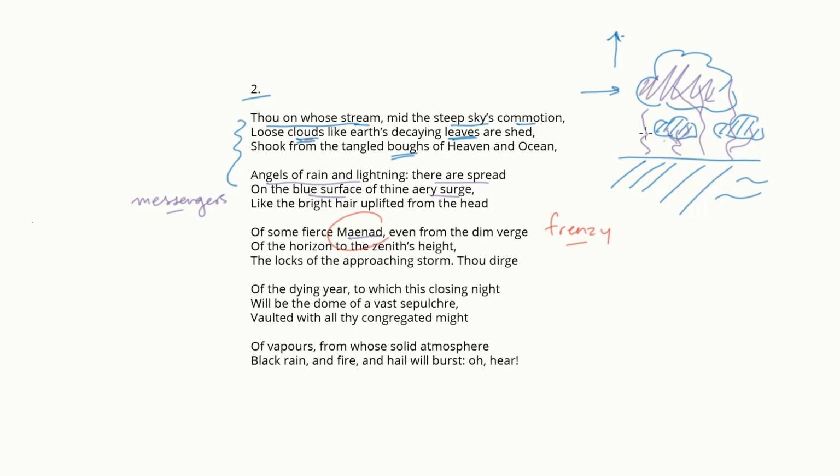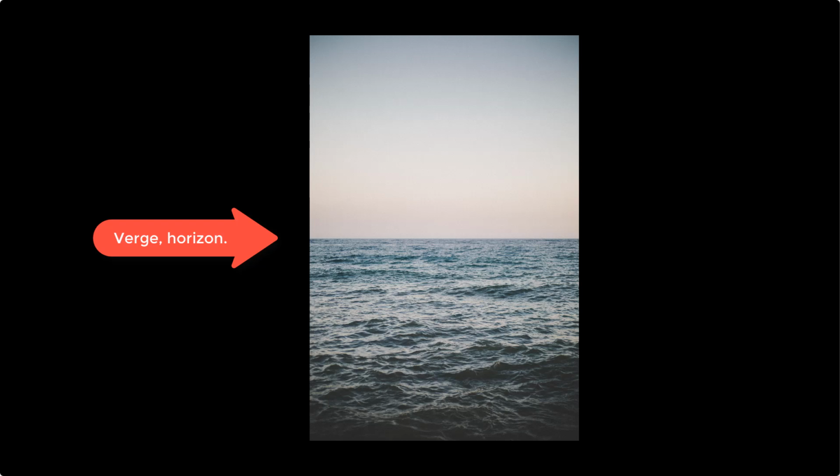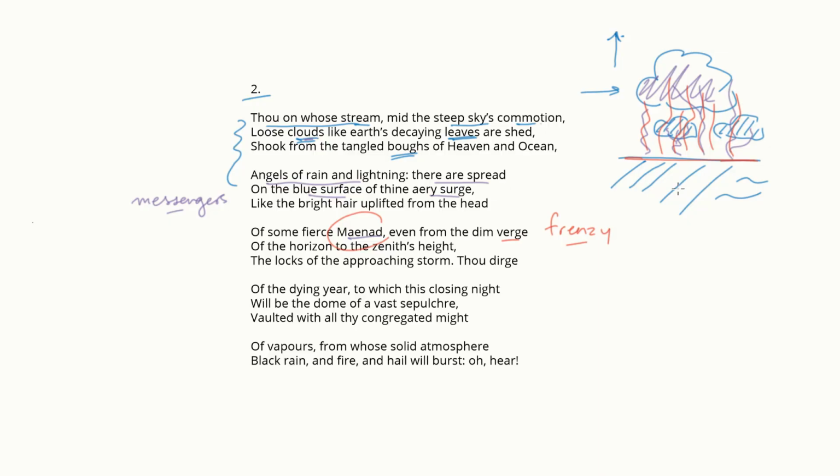Right? So you can imagine now that what we before described as these tangled boughs, you can also describe as hair if you want. This is all hair going straight up, uplifted from the head of some fierce Maenad. Even from the dim verge, so the verge is the edge or the margin, so that would be the horizon in this case, of the horizon to the zenith's height, and the zenith is the highest point straight above you. So we're saying all the way from here, all the way to the top, we see the locks of the approaching storm, and this picks up that notion of the Maenad's hair.